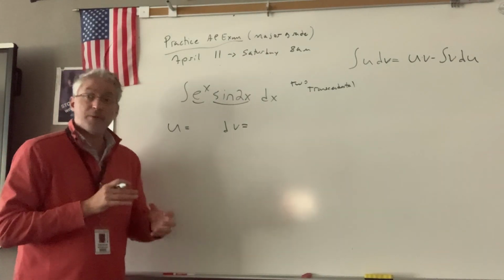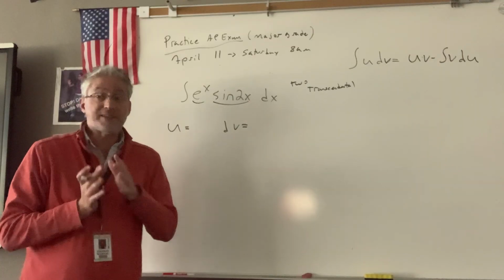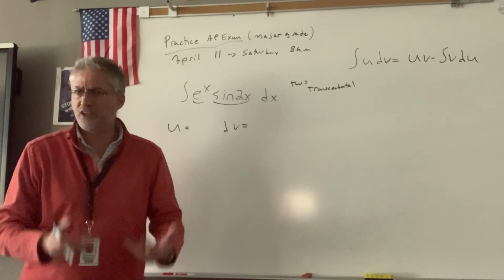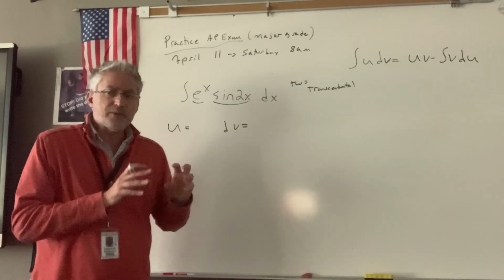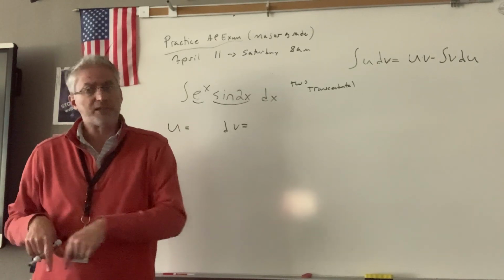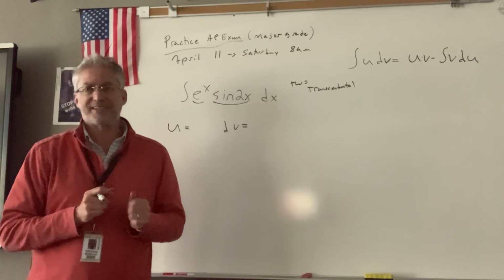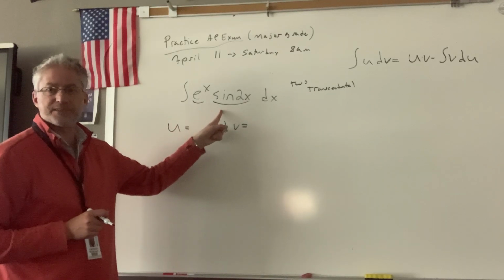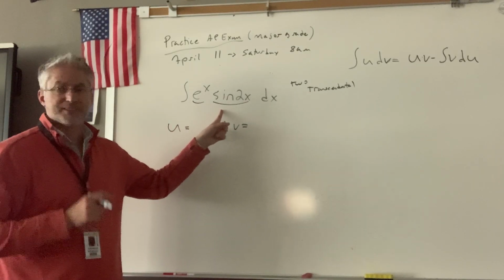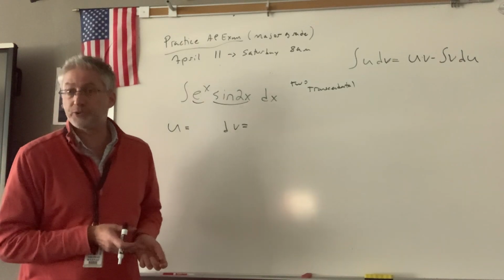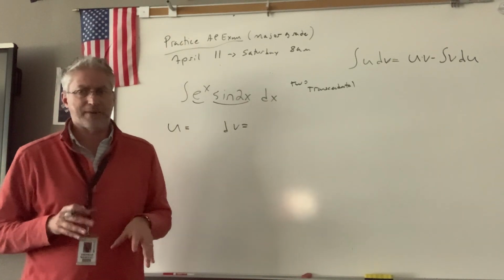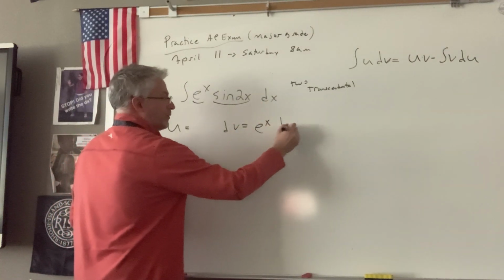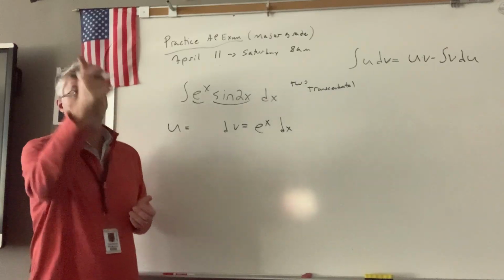Now, which one do we pick for which? It really doesn't matter if we're dealing with two transcendental functions. Remember, transcendental functions are your exponentials, your logs, your trig functions. However, I will say this. It is easier to take the antiderivative of e to the x versus sine of 2x. Sine of 2x requires u substitution, and I want to avoid that if I can. So I'm going to let dv be e to the x, and as always, we'll attach the dx to that.